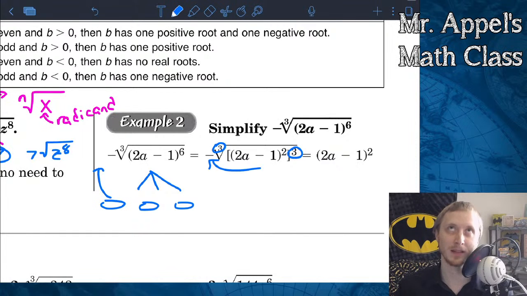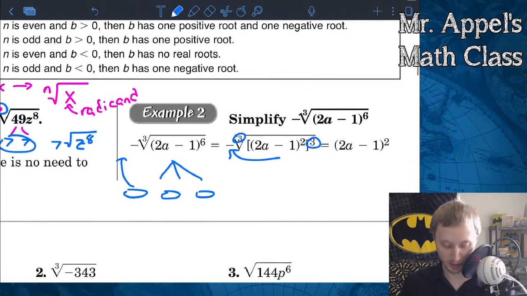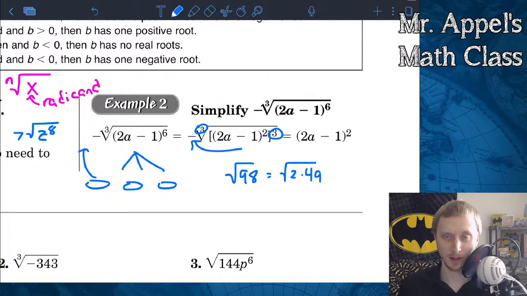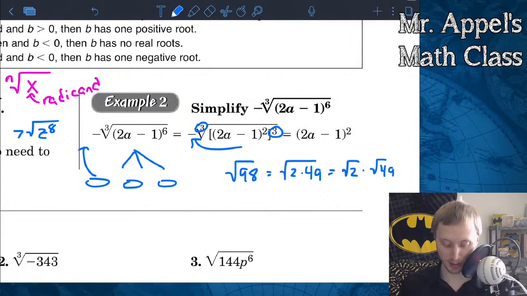But I'm anticipating things like, what if you had, let's double 49? What if you have 98, right? Square root of 98. Well, that's 2 times 49, right? And if I have the square root of a product, that's equal to the square root of 2 times the square root of 49. Okay? Your radicals can be broken up just like so. And so that one I know, oh, that's 7 times the square root of 2.